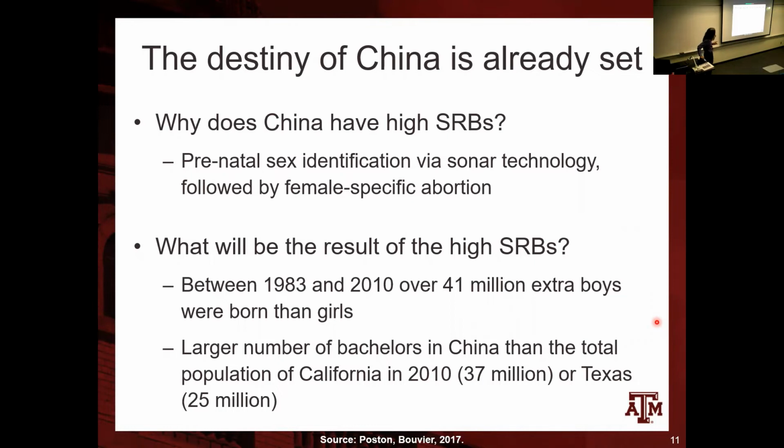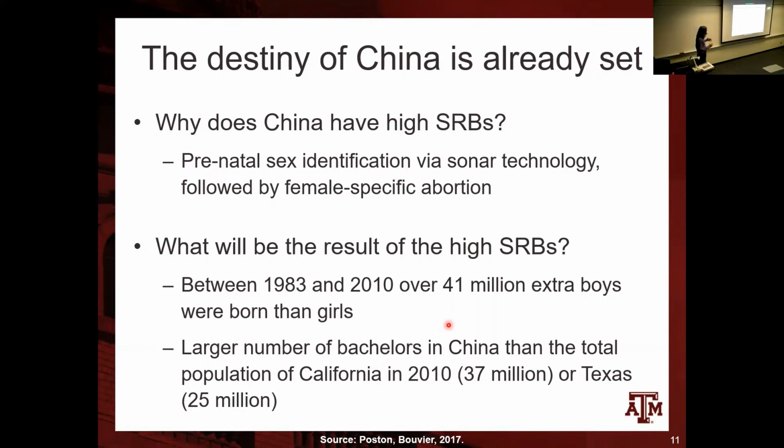Why does China have high sex ratio at birth? Prenatal sex identification via sonar technology followed by female-specific abortion. What will be the result of the high sex ratio at birth? So trying to see how demography might affect society. The author of the textbook did a lot of research about China specifically, among other regions in the world, including the US, of course.